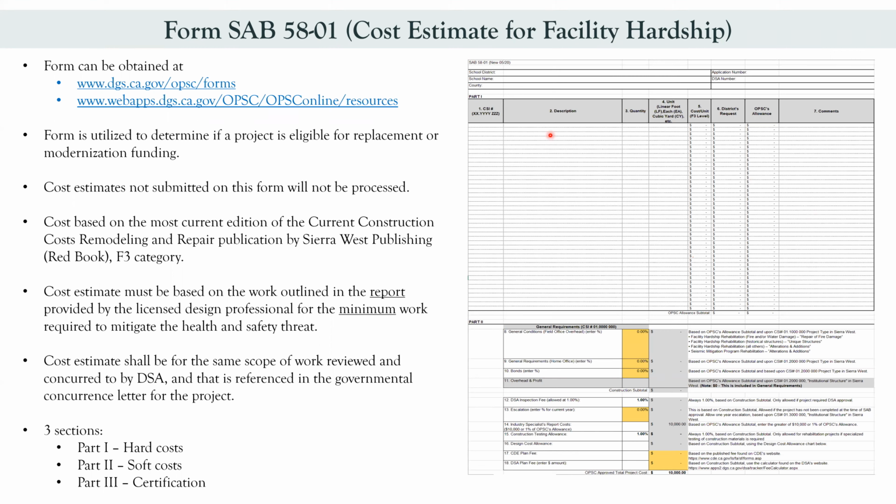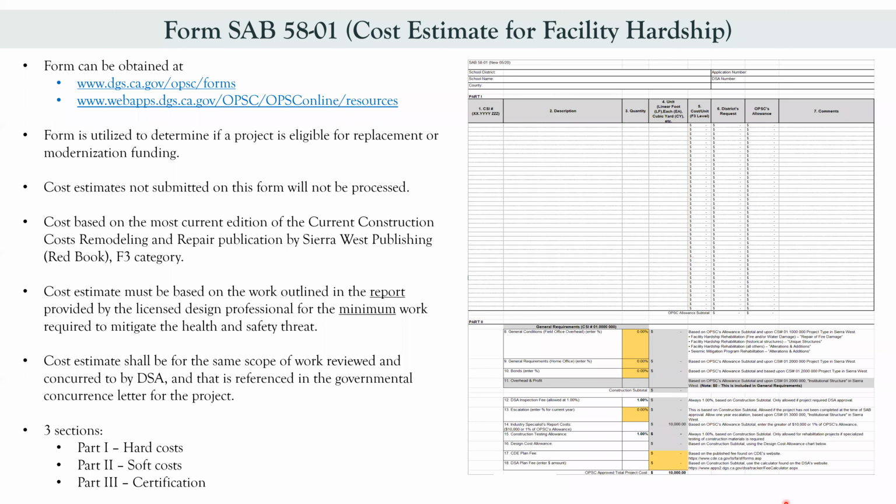Okay, so we have an example of the form on the right side. This form can be obtained at OPSC online, and we have included links to make it easier for you. The form is utilized to determine if a project is eligible for replacement or modernization funding. Cost estimates not submitted on this form will not be processed, so it's very important for the district to fill out this form if they're submitting a facility hardship project.